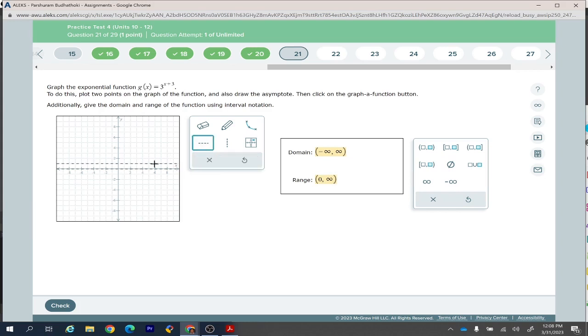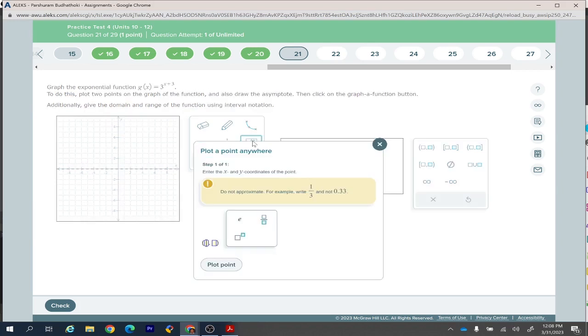And finally the graph. This is your horizontal asymptote, and plot some points. Plot 2 points on the graph of the function. So 2 points would be at 0. If you put x equal to 0 here, the value would be 3 to the power 3, which is 3 times 3 times 3, which is 27. So we don't have the space for the 27, so we need something else.